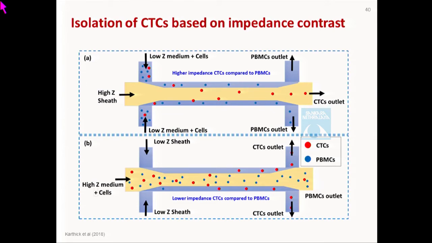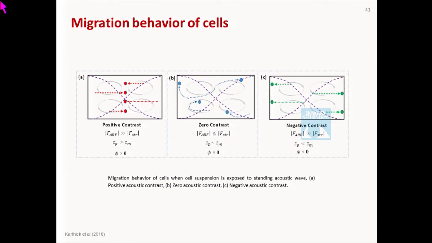So depending on the cancer cell that we are handling, we just control the property of the medium to arrest the movement of the white blood cells, and the cancer cells will move either to the wall or to the node depending on their contrast factor, whether it is positive or negative. So this is again a positive contrast factor coming to the middle, zero is stay where they are, and negative is they move to the wall.